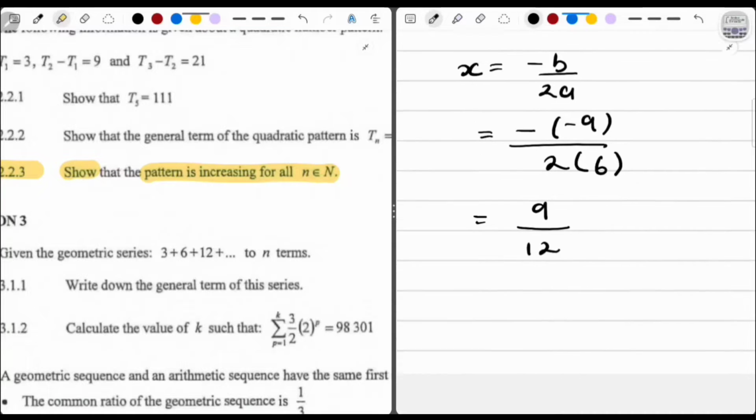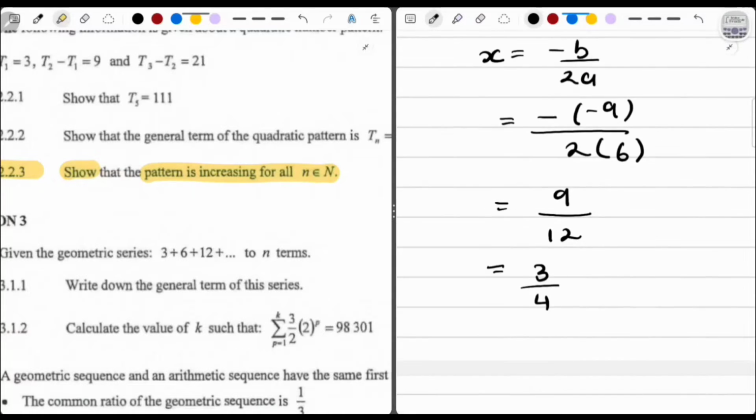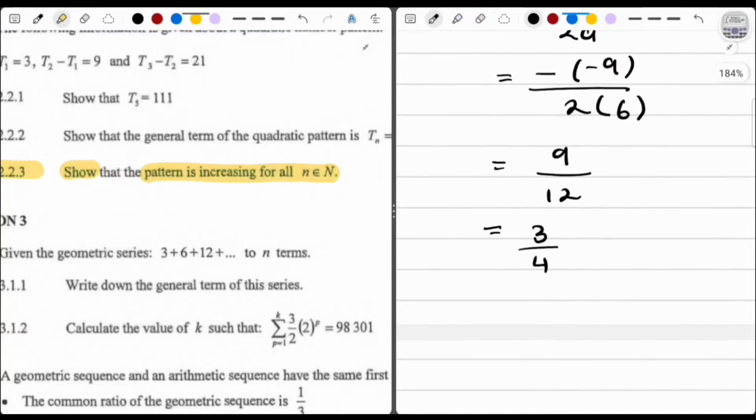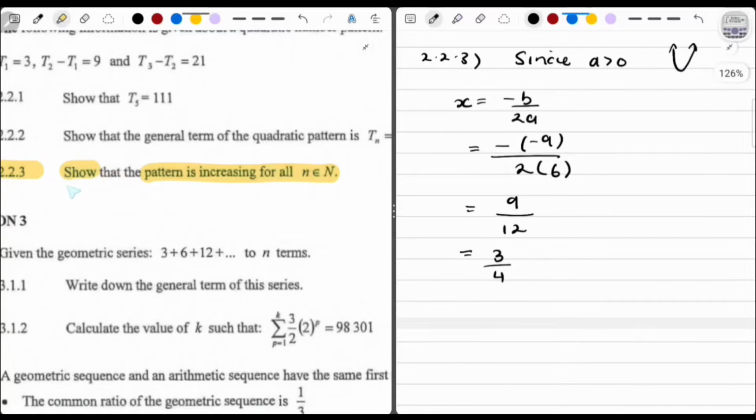And you can see that these two have 3 in common. So if you simplify that, 9 divided by 3 is 3. 12 divided by 3 is 4. So we have 3 over 4. Okay, so 3 over 4 is an improper fraction, but that's okay because the question is really just, you need to show them that the pattern is going to increase.